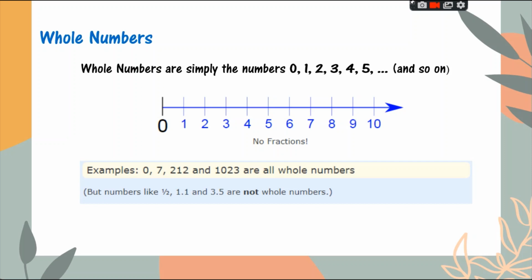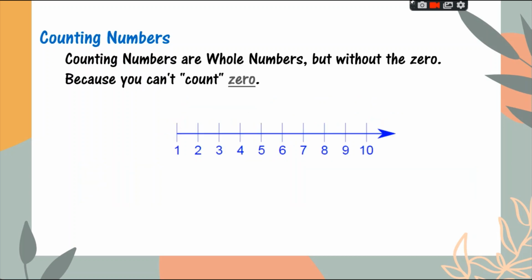Here are some examples of whole numbers: the 0, the 7, the 212, the 100 or 1023. All of them are whole numbers. When we say counting numbers, they are whole numbers but without 0, because as we all know, we cannot count 0. So counting numbers start from 1, 2, 3, 4, 5, and so on and so forth.